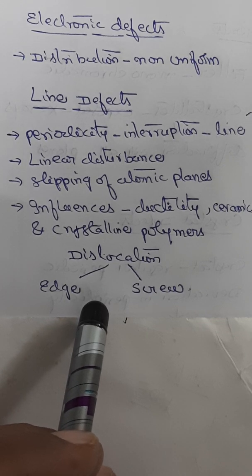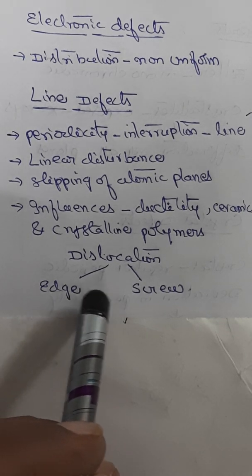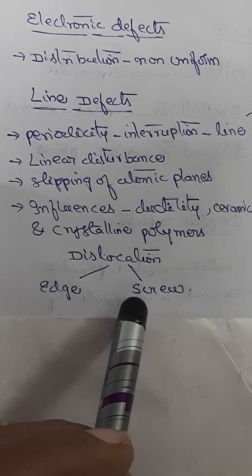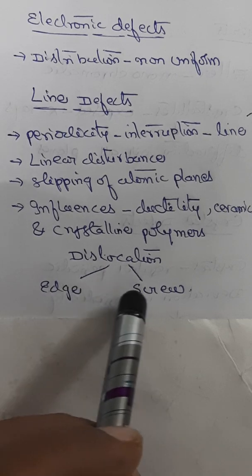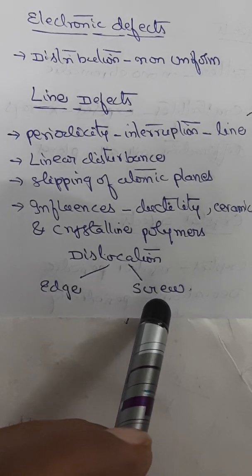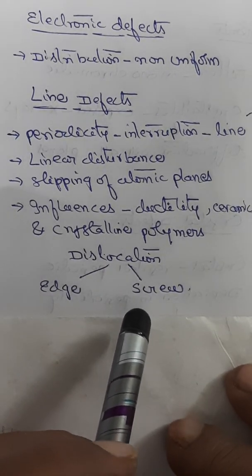So the dislocation influences the structure-sensitive properties of the crystal like ductility in metals, ceramics and crystalline polymers. The dislocations again are of two types. One is called edge dislocation, another is called screw dislocation. Edge dislocation and screw dislocation. So let us understand edge dislocation first.